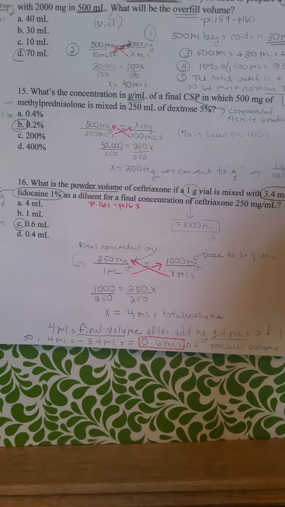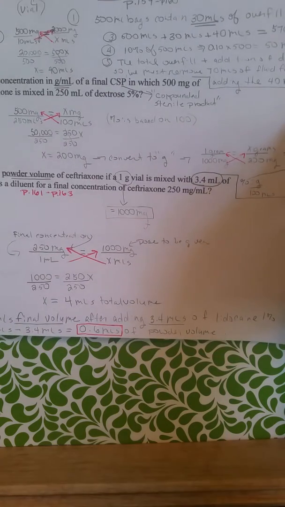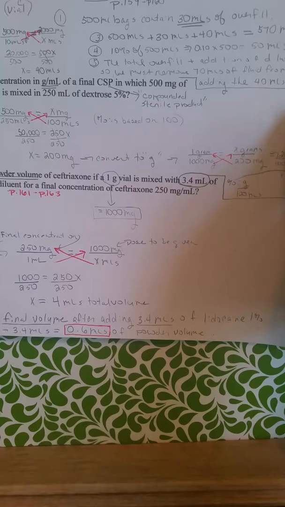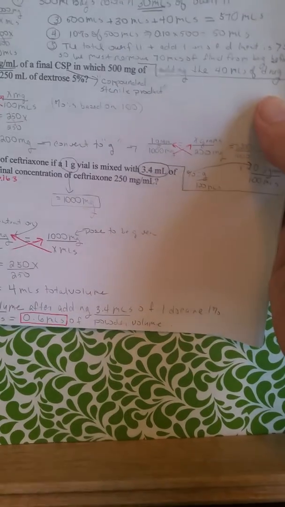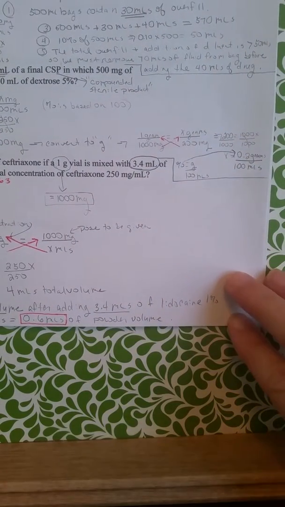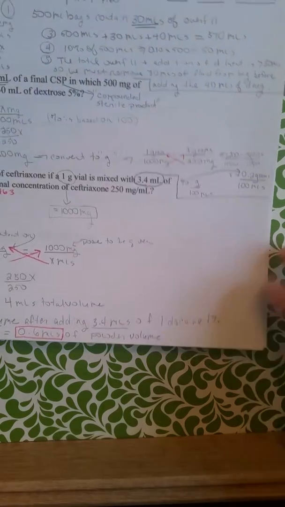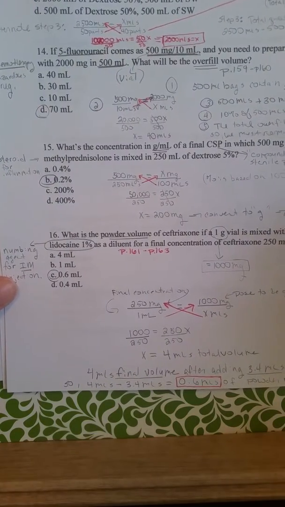Okay, so let's convert 200 milligrams to grams. We know that 1 gram equals 1,000 milligrams, so that equals x grams over 200 milligrams. When you cross multiply that, it's going to end up giving you 0.2 grams in 100 mLs. And percentages is grams per 100 mL, so we're just going to leave 0.2. That is going to be our answer, B, 0.2%.